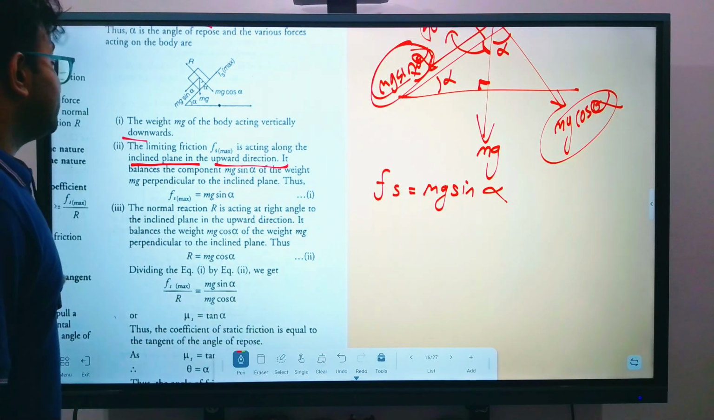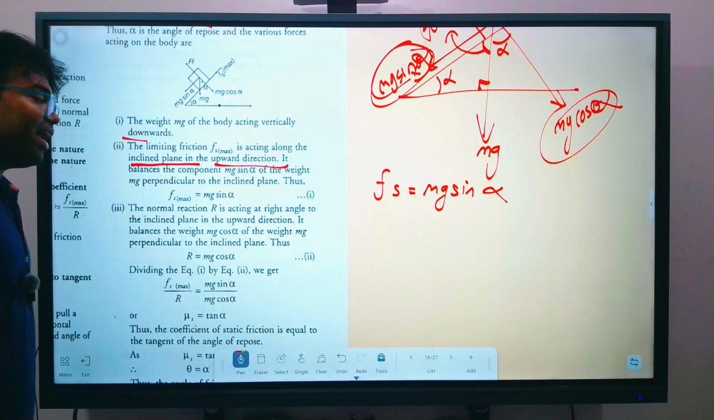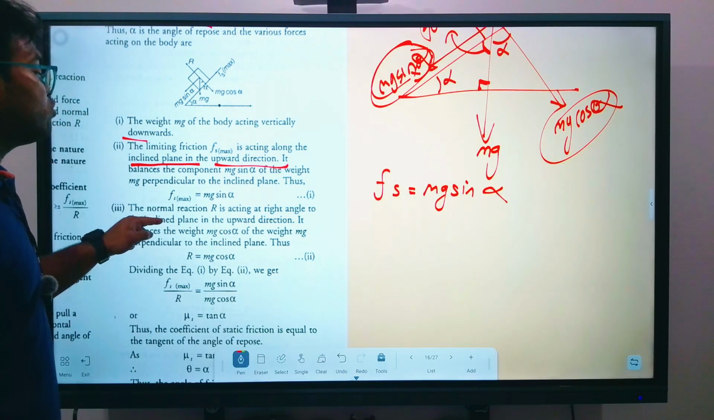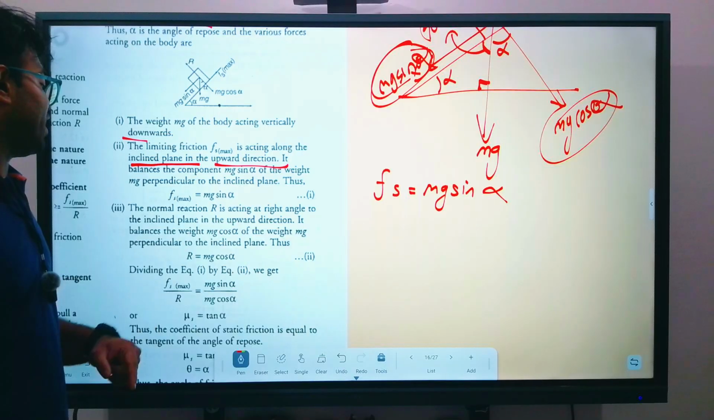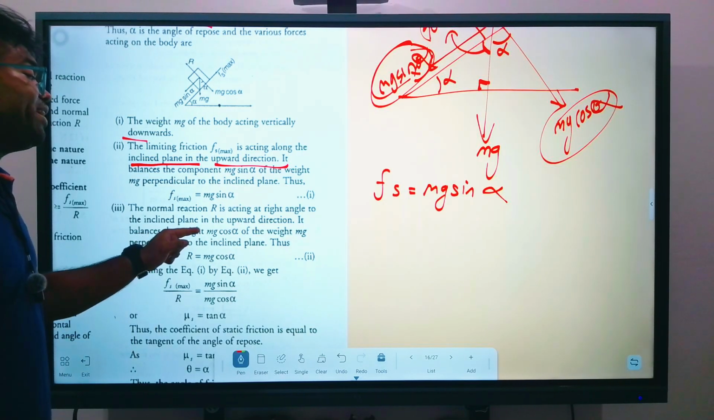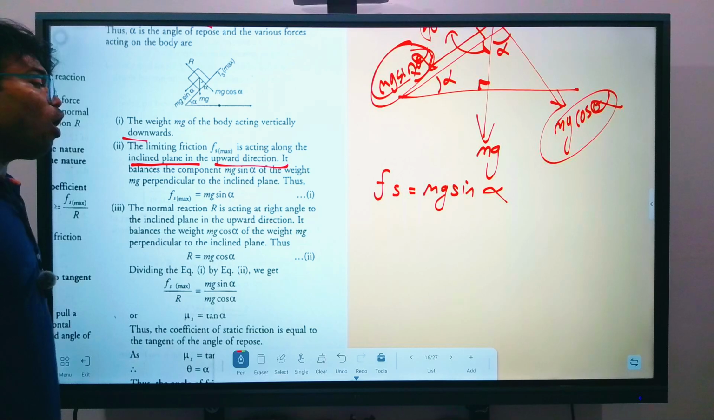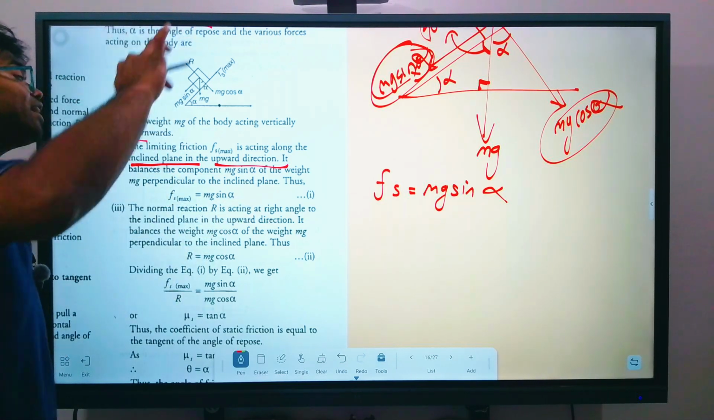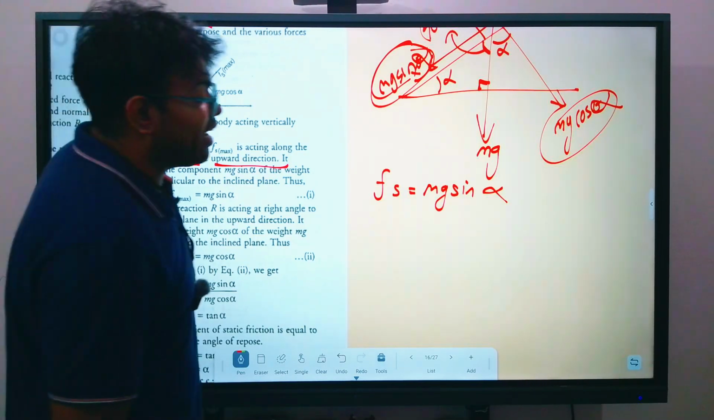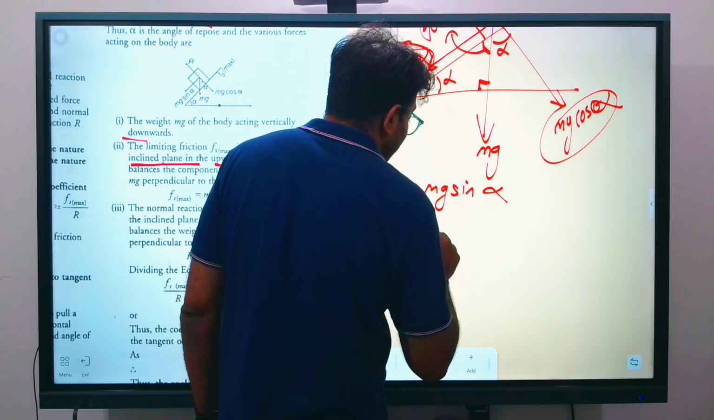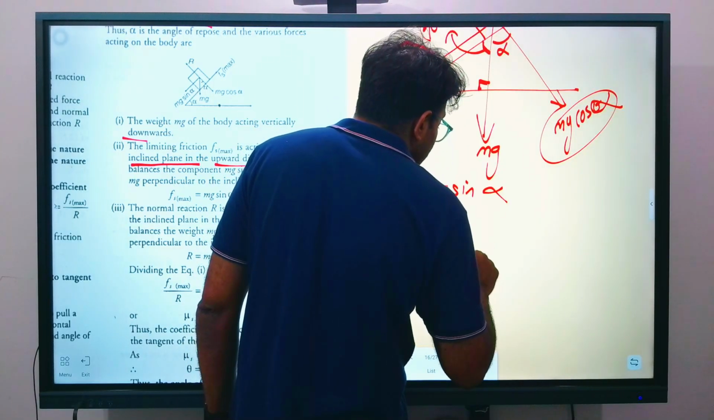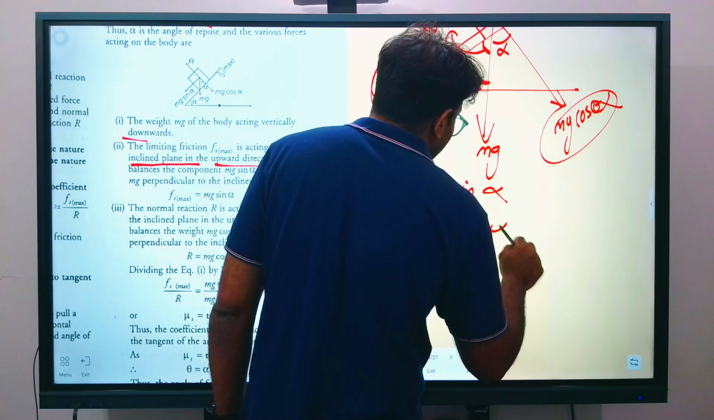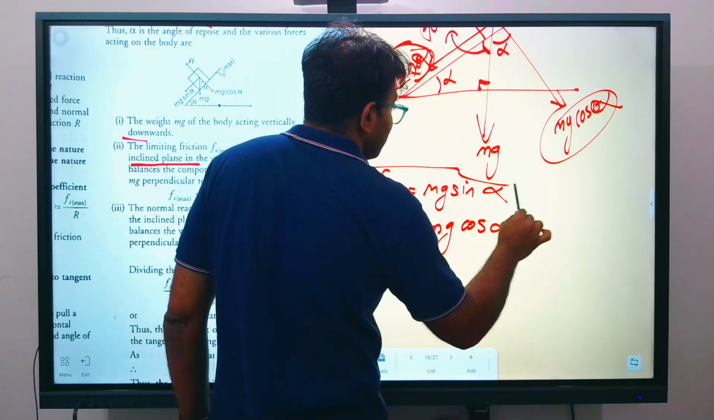Now, the normal reaction R is acting at right angles to the inclined plane in the upward direction. It is balanced by the component mg cos alpha of the weight mg perpendicular to the inclined plane. Thus, the reactionary force R becomes equal to mg cos alpha. Is there any doubt here?